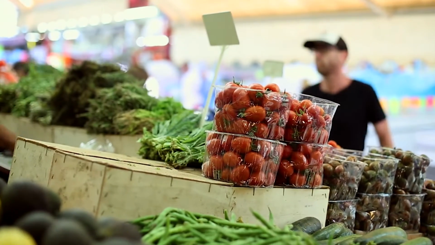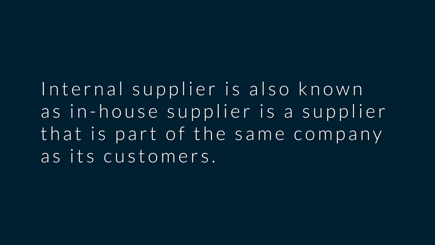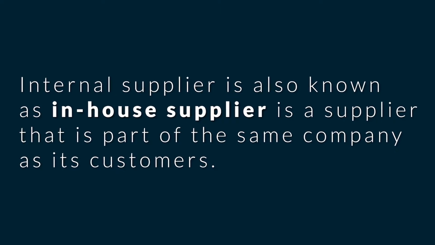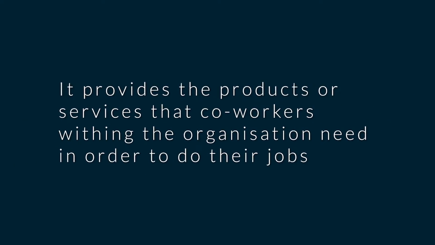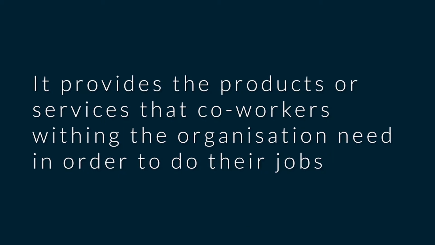So speaking of internal and external suppliers, it is common to assume that when you're talking about suppliers, we're just dealing with external suppliers. But that's not the case. So who are the internal suppliers? Let's start with internal suppliers. Internal suppliers are also known as in-house suppliers. It is a supplier that is part of the same company as its customers. It provides the product or service that co-workers within the organization need in order to do their jobs. And so the issue of internal suppliers just comes down to the make or buy decision. Do we make this thing or do we buy it from someone else?